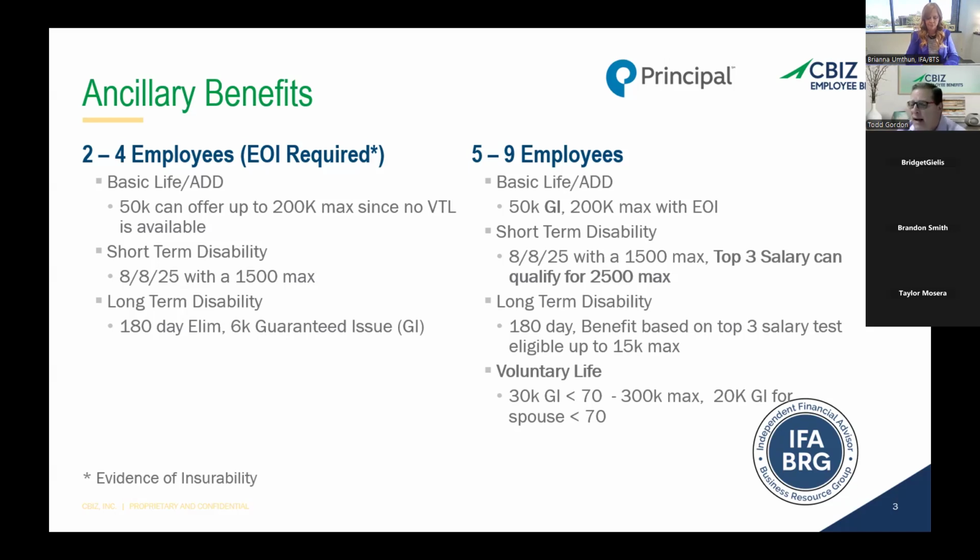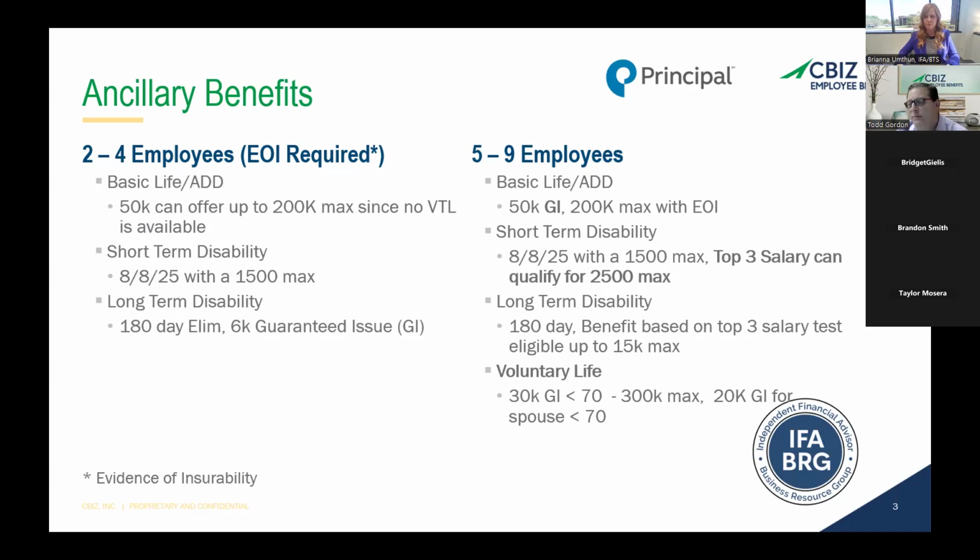So in the 5 to 9 employee category, we do have that first 50,000 of life insurance is guaranteed issue. That's the GI there. And we can do up to 200,000 there with additional evidence of insurability. The short-term disability benefit is the same, but the top 3 salary earners can actually qualify for a higher benefit, because generally your principals will have higher earnings than the remainder of your staff. So we can put in a higher benefit there.